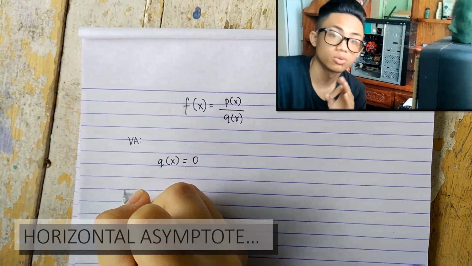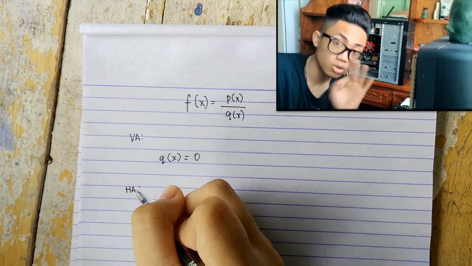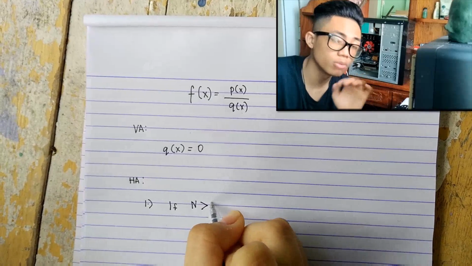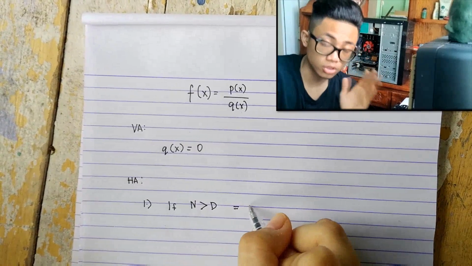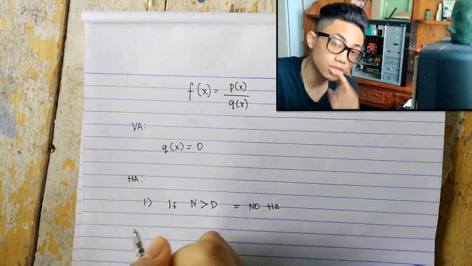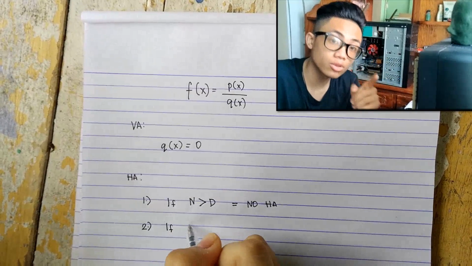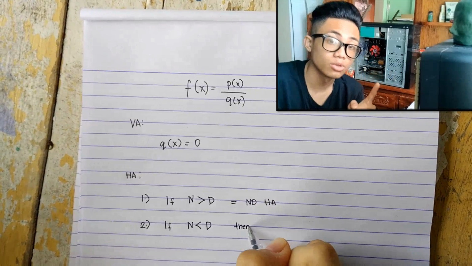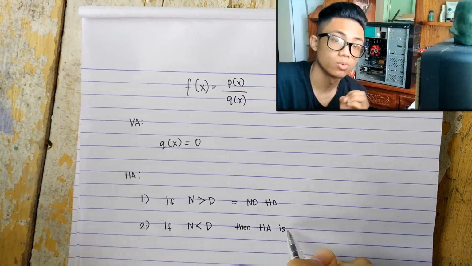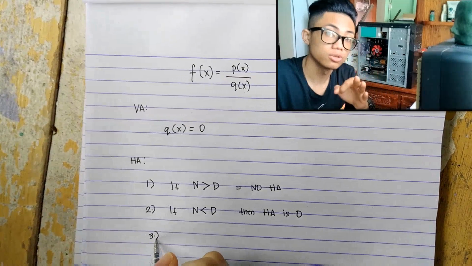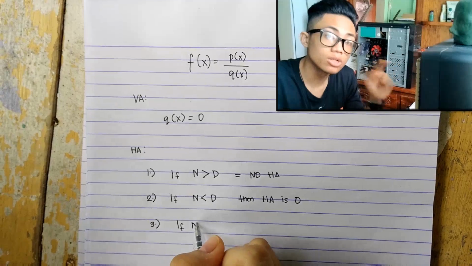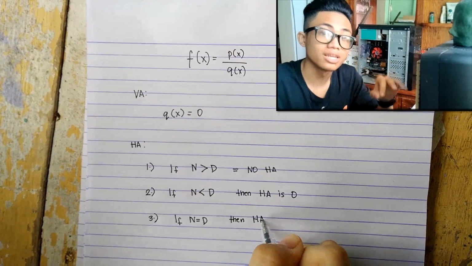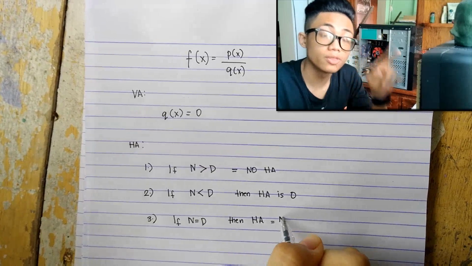So the horizontal asymptote can be determined based on three conditions. First, if the degree of the numerator is greater than the denominator, then there is no horizontal asymptote. Second, if the numerator is less than the denominator, then the horizontal asymptote is the x-axis itself, or 0. Third and final, if the numerator is equal to the denominator, then the horizontal asymptote can be determined by dividing the coefficients of the two variables with the highest degree.